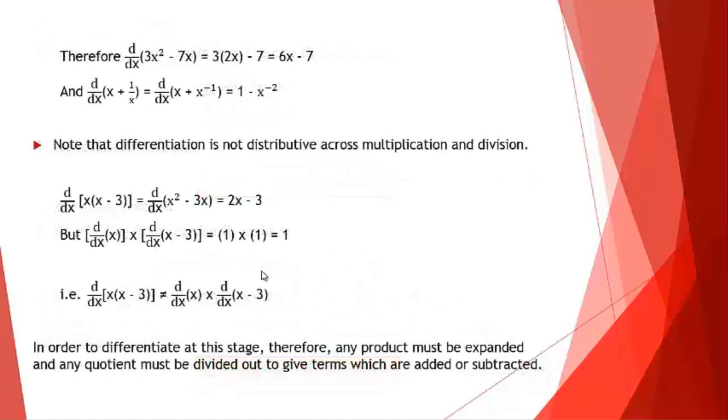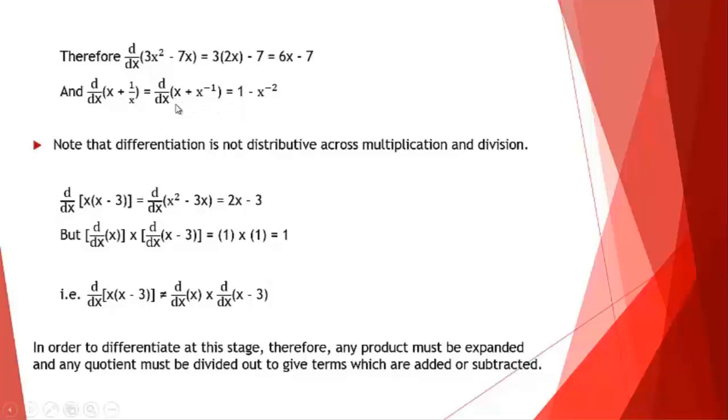Therefore, the derivative of 3x squared take away 7x with respect to x gives us 3 times 2x take away 7, which is 6x take away 7. And the derivative of x plus 1 over x with respect to x gives us the derivative of x plus x to the power negative 1 with respect to x, which equals 1 take away x to the power negative 2. So we get 1 when we derive x.